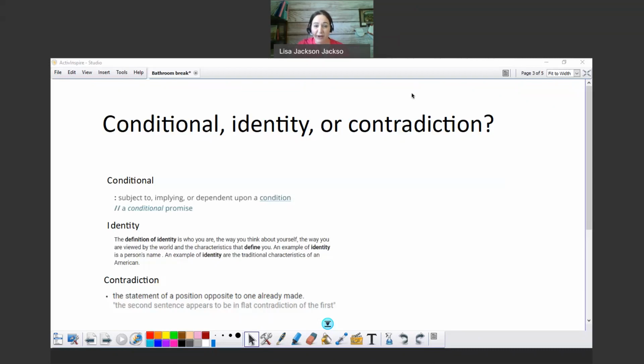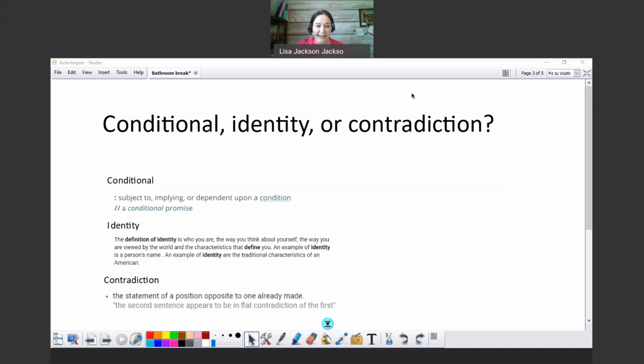Say you just get a job, and they say, we will give you a raise in 3 months if you show up on time, you don't call out, you turn out to be a good employee. So that raise is conditional upon you showing up on time, being a good employee for the first 3 months of your work. That's a conditional regular English sentence.